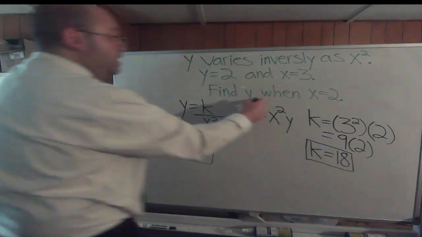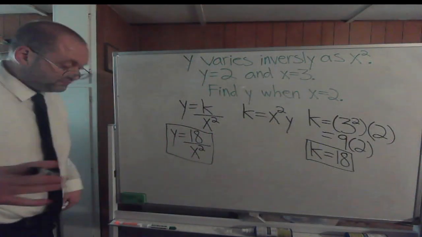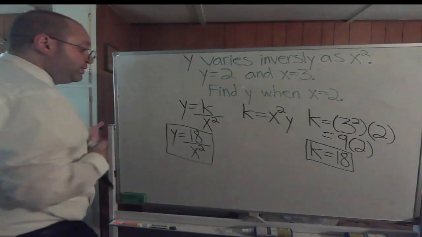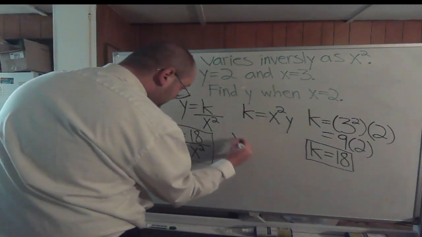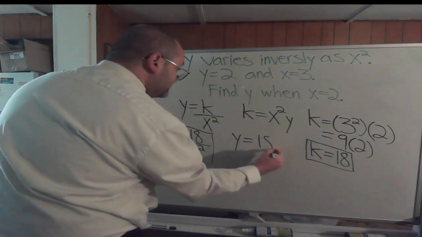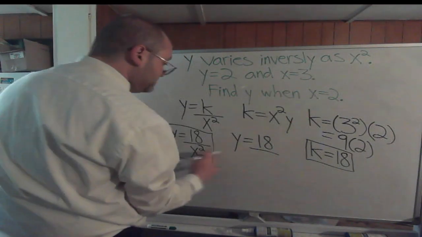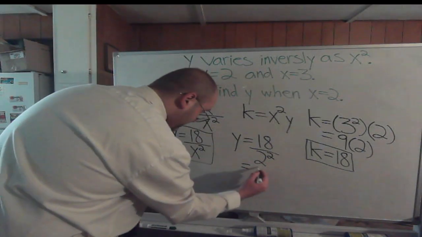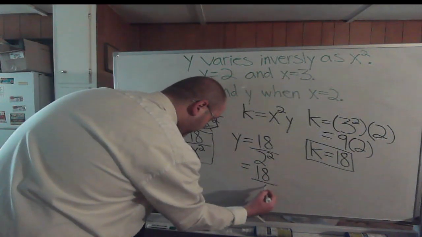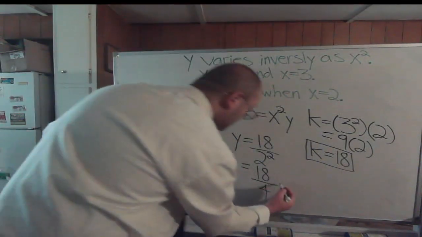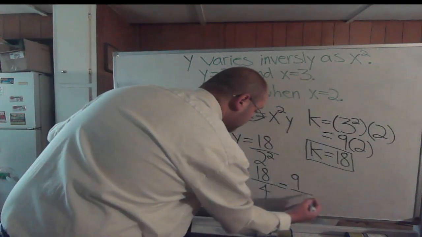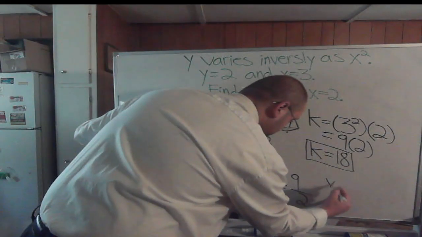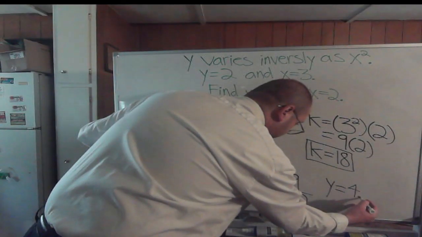Last part, find y when x equals 2. Well, this won't be so bad. All we have to do, we don't know y yet, that's okay. y equals 18 over that x value of 2 to the second power, which happens to mean it equals 18 over 4, which you could leave as 9 halves, but we're going to stick with decimals for the rest of the lesson. So that means y equals 4.5.